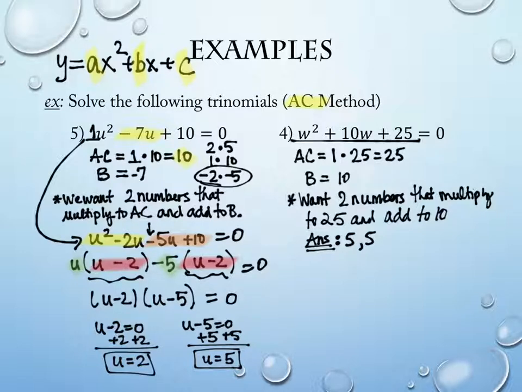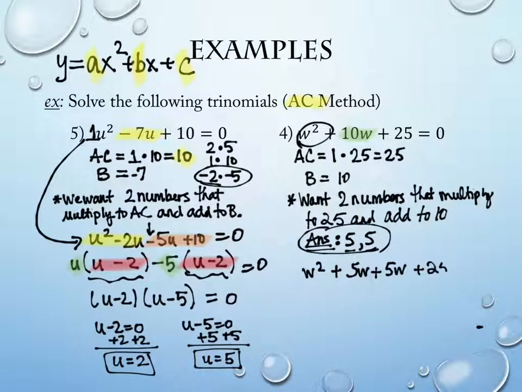Well, I take the w squared and rewrite it, and I take the 10W and I break it apart. 10W breaks down into what? 5W plus 5W. That's the whole point of this answer right here, right? Was to use that to break apart my 10 plus my 25. And then I'm going to pair them up.